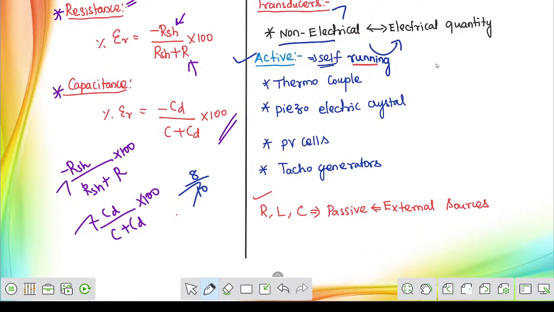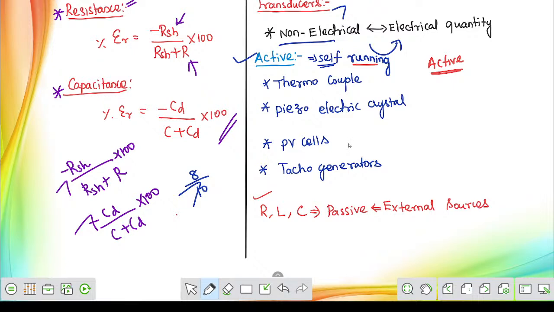Like we would have studied the definition of active elements in circuit theory. What is the definition of an active element? If an element has the ability to generate energy on its own, or if an element has the ability to deliver energy for an infinite time period, then that element is called an active element.